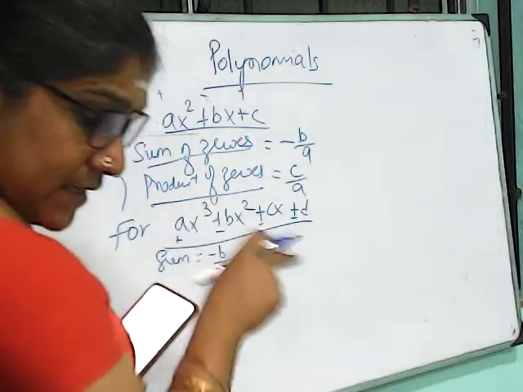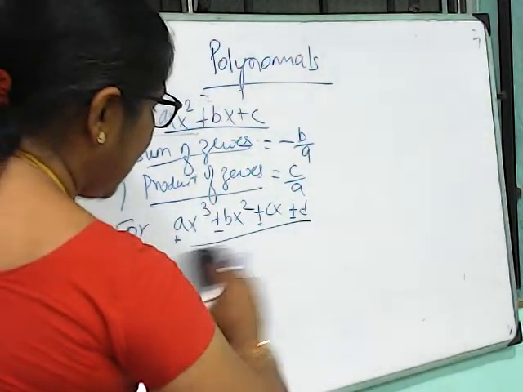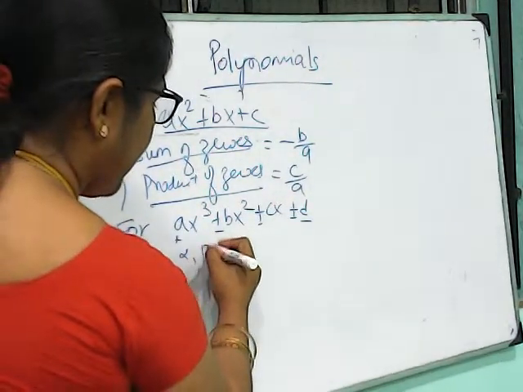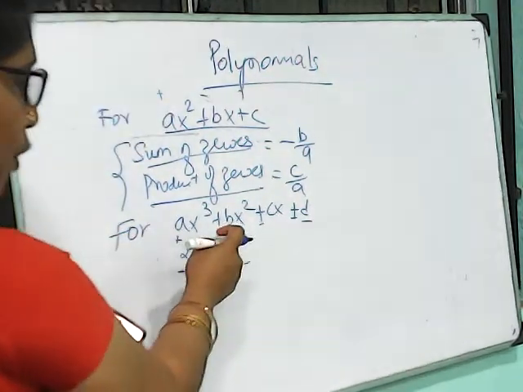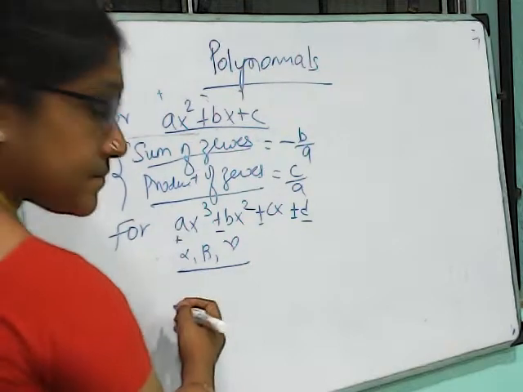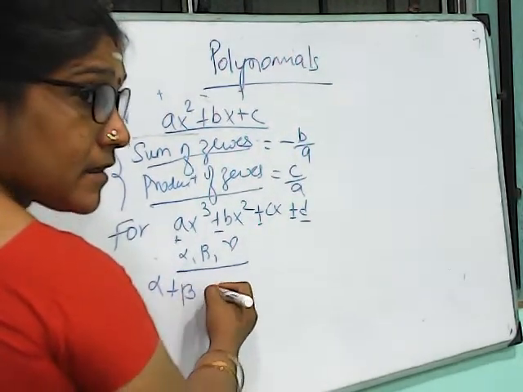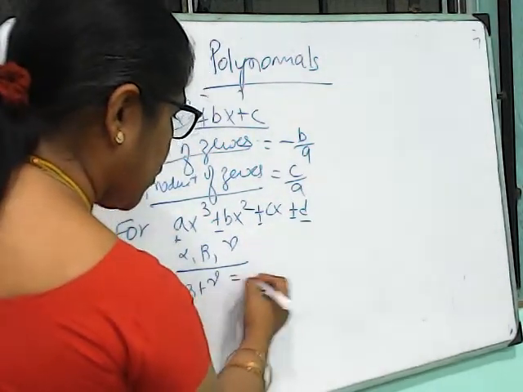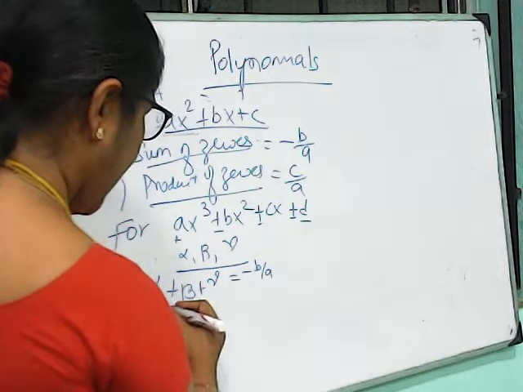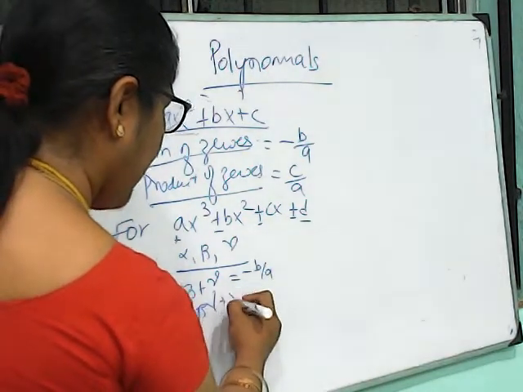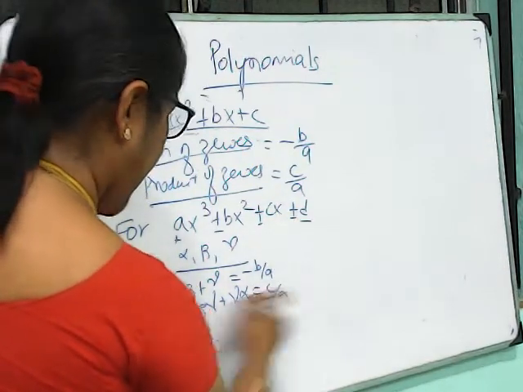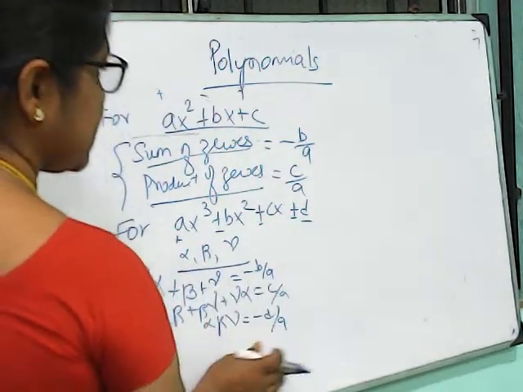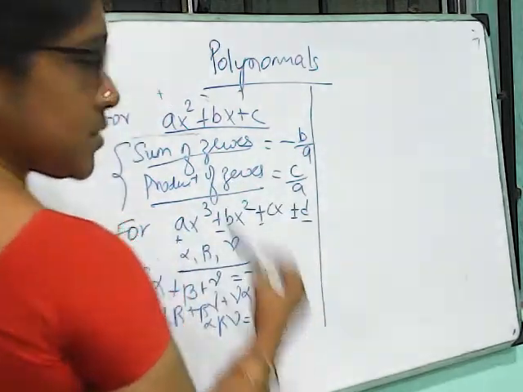Okay, considering this, if alpha, beta, gamma are the zeros of the polynomial, then alpha plus beta plus gamma, that is the sum, is minus b by a. Alpha beta, beta gamma and gamma alpha will become c by a, and alpha beta gamma will become minus d by a. Just remember these three, this is enough. This is the sum of the zeros and product of the zeros.